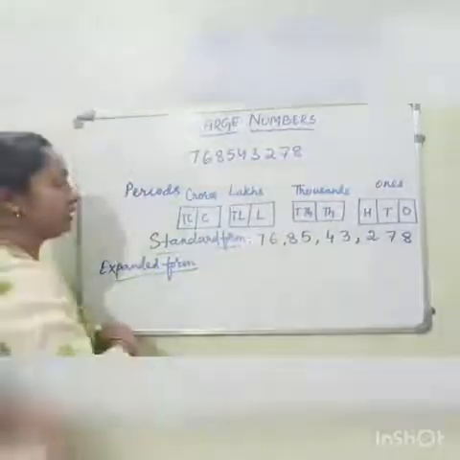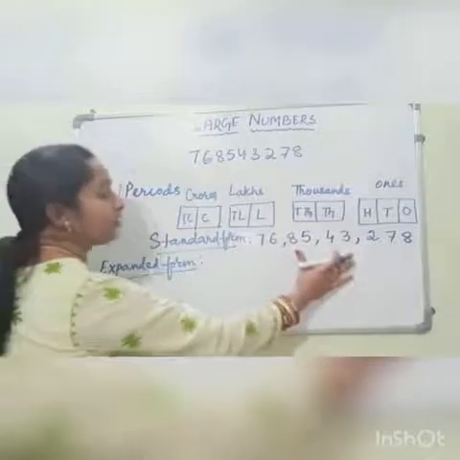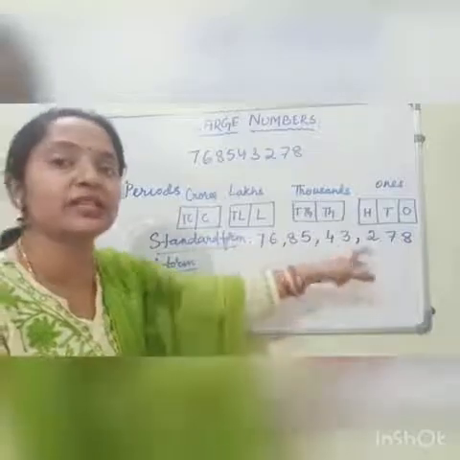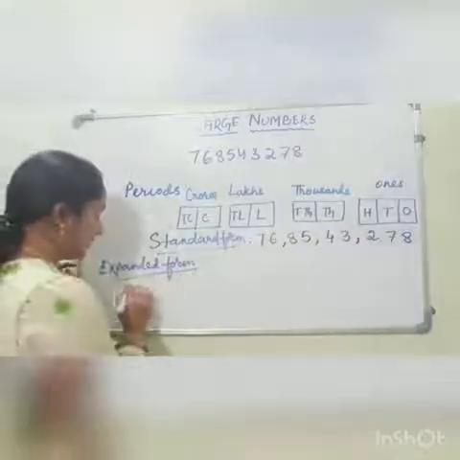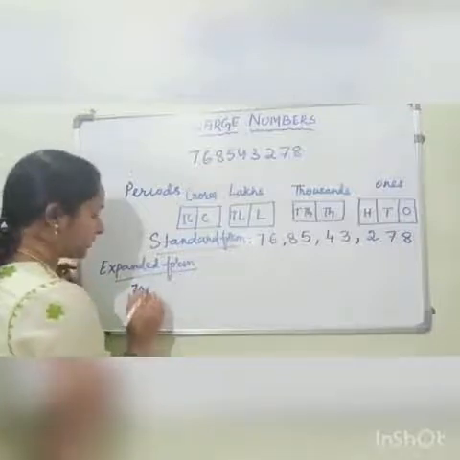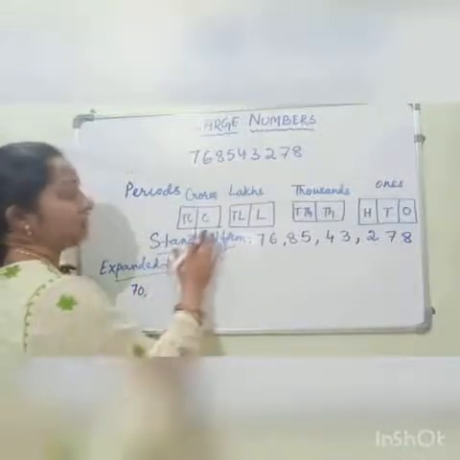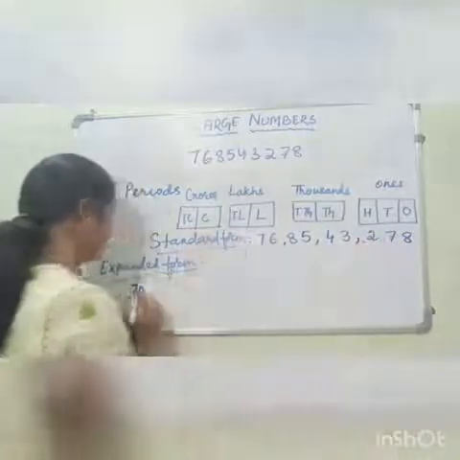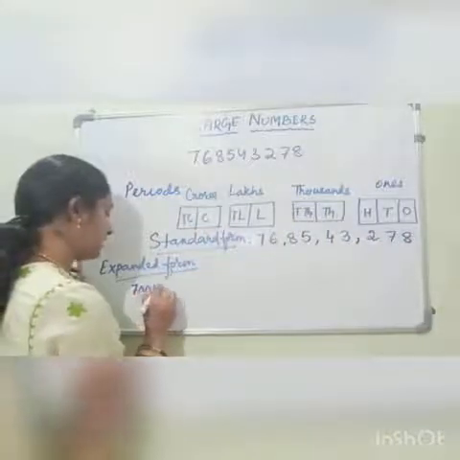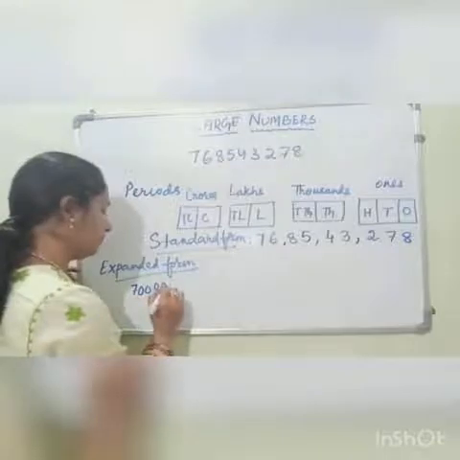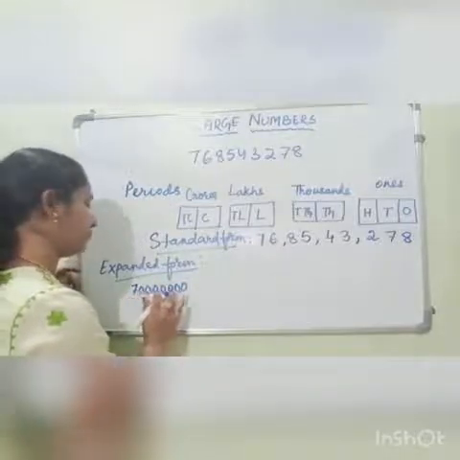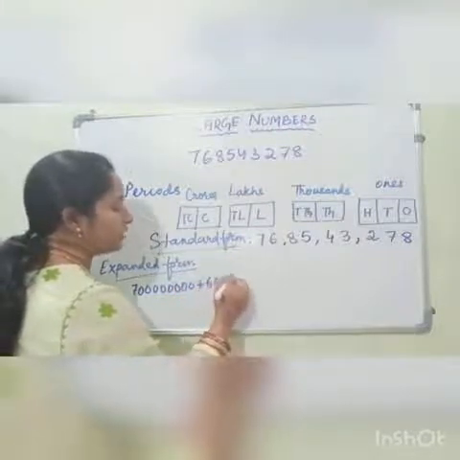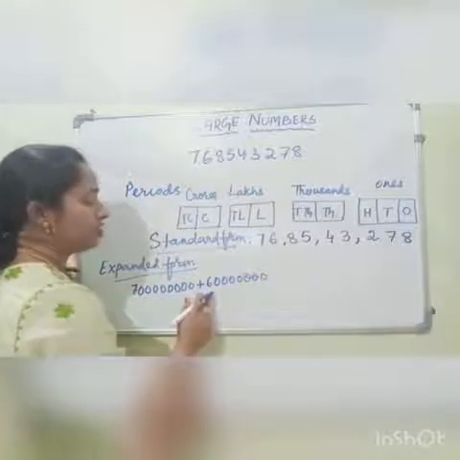So accordingly we have to write down the expanded form by writing it as the sum of the place values of all these digits, such as 70 crores. 70 crores means 7 with how many zeros? 7 with 1, 2, 3, 4, 5, 6, 7, 8 zeros. Okay. 7 with 8 zeros, then plus 6 with 7 zeros will give you the value of 6 crores.